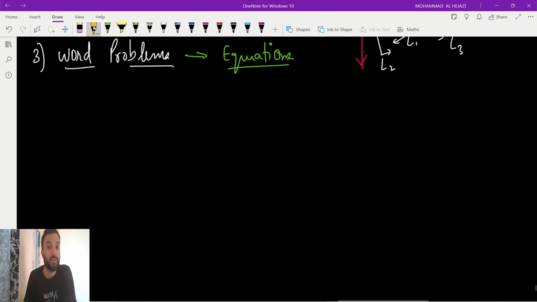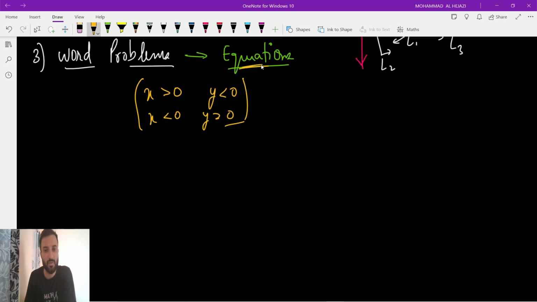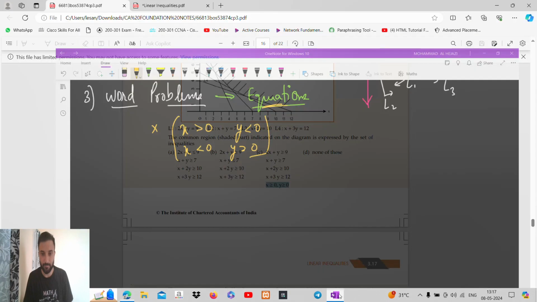So guys, what is the first thing we will do? Again we'll first see which equations do not consist of things like x greater than 0, y lesser than 0, or x lesser than 0. Those equations which do not consist of these are eliminated. If they do consist of this, then we have to check. Second thing, very important: a word problem will be a long word problem like this.